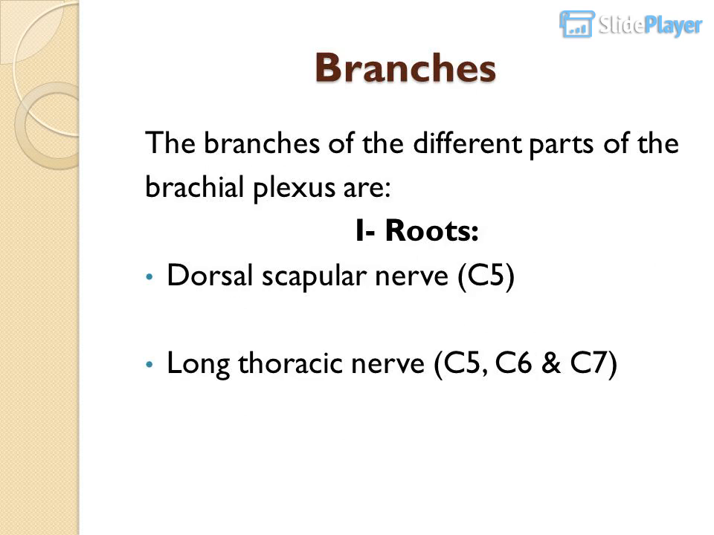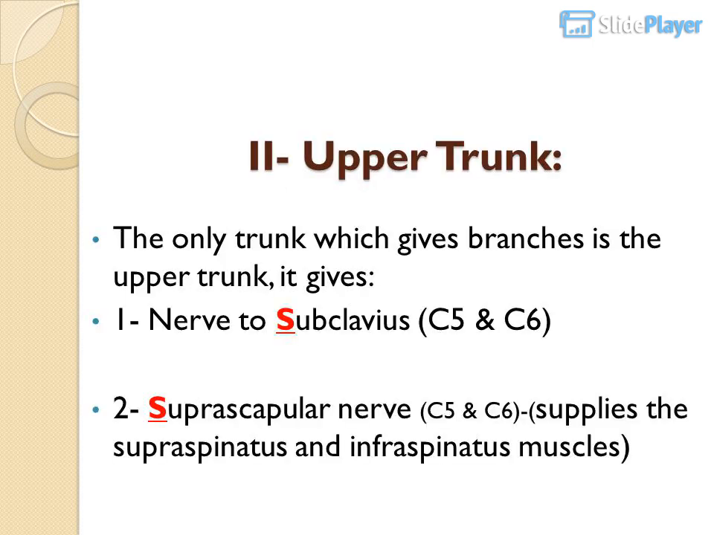Branches. The branches of the different parts of the brachial plexus are: from the roots, dorsal scapular nerve, C5, and long thoracic nerve, C5, C6 and C7. From the upper trunk: the only trunk which gives branches is the upper trunk. It gives 1. nerve to subclavius, C5 and C6. 2. suprascapular nerve, C5 and C6, supplies the supraspinatus and infraspinatus muscles.